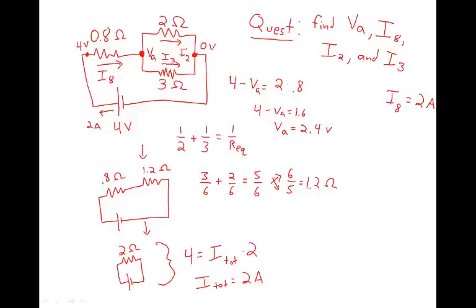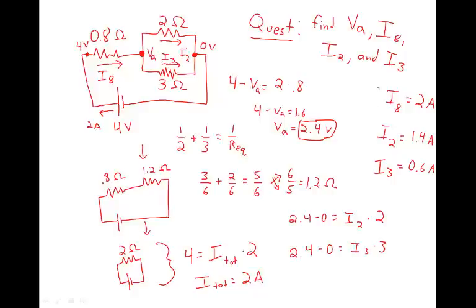Now that we have VA, we can use Ohm's law for the 2 and the 3 ohm resistors. Starting with the 2 ohm resistor, we have a potential difference of 2.4 minus 0 equals I2 times the resistance of 2. For the 3 ohm resistor, I have the same potential difference equals I3 times 3 ohms. Do a little bit of math and you get I2 equal to 1.2 amps and I3 equal to 0.8 amps. There is VA, and there are all of our currents. Quest completed.